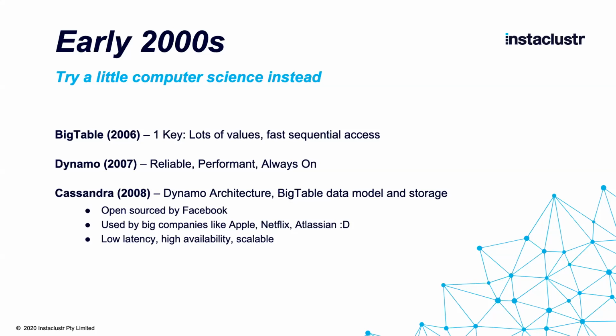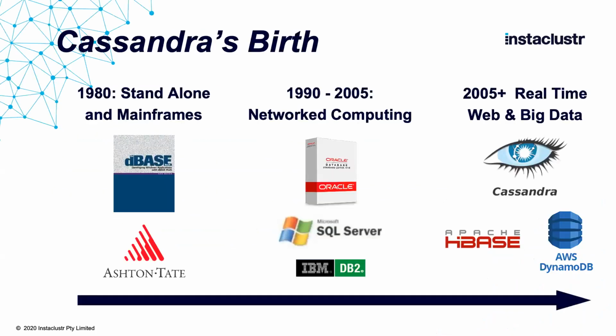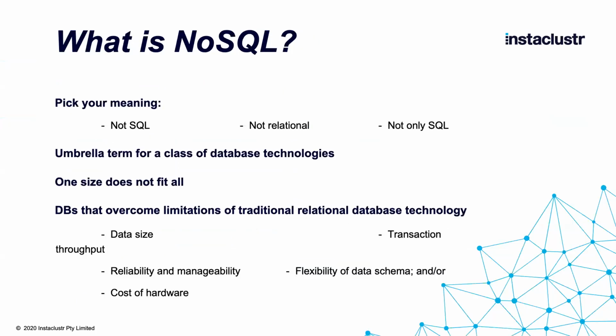So in the early 2000s, we had Bigtable, DynamoDB, and Cassandra. Cassandra was made by Facebook, and it was used by many different technologies. Cassandra's birth was basically in 2005 as a NoSQL solution. So what is NoSQL? Well, you can pick your meaning. I think of it as a non-relational database. That's how I define it.